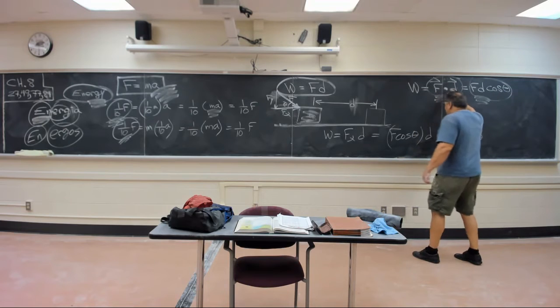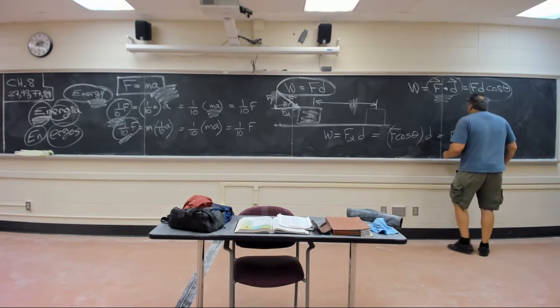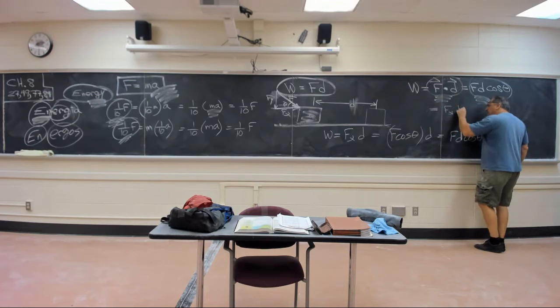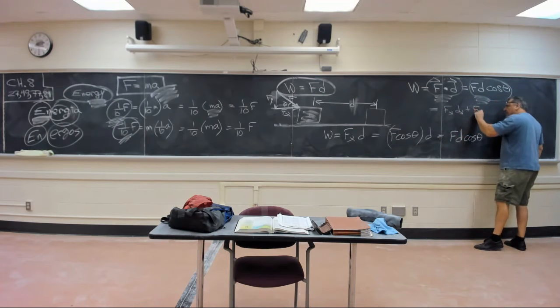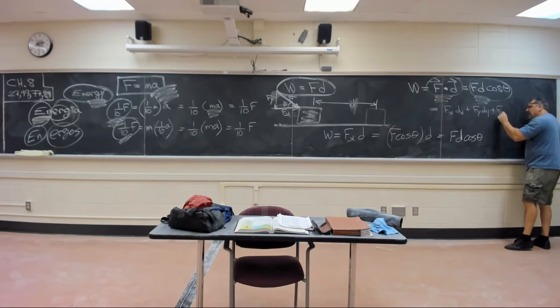Let me leave it like that. There's more detail. You could say that is f sub x d sub x, f sub y d sub y, f sub z d sub z.